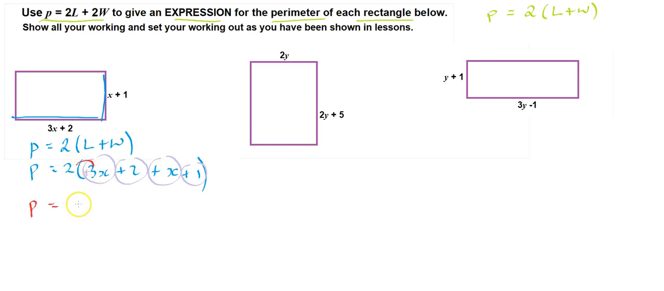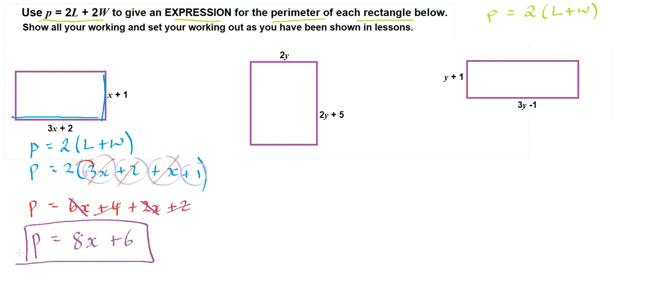So 2 times 3x is 6x. 2 times positive 2 is positive 4. 2 times positive x is positive 2x. And 2 times positive 1 is positive 2. So now we just need to simplify. P equals 6x plus 2x is 8x, and 4 plus 2 is positive 6, and that is the expression.